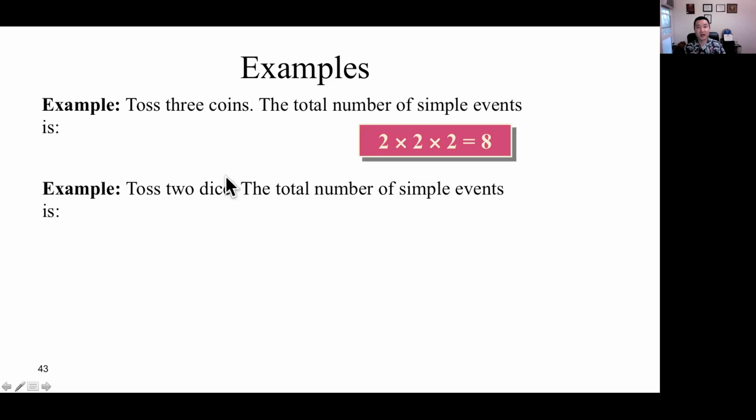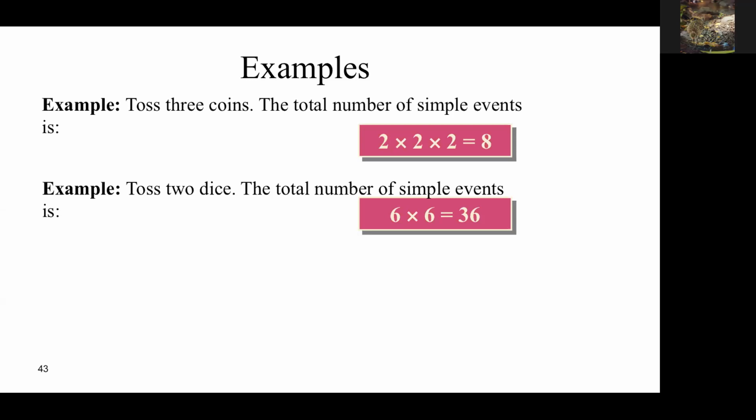If we toss 2 dice, for each dice we have 6 possible outcomes. Right? We could have 1, 2, 3, 4, 5, and 6. Then the total number of simple events is gonna be 6 times 6. So 2 steps. The first step we have 6 possible outcomes, which is the outcome of the first dice. And for each of these outcomes, we also have 6 possibilities, 1, 2, 3, 4, 5, 6. So totally we have 36 simple events.